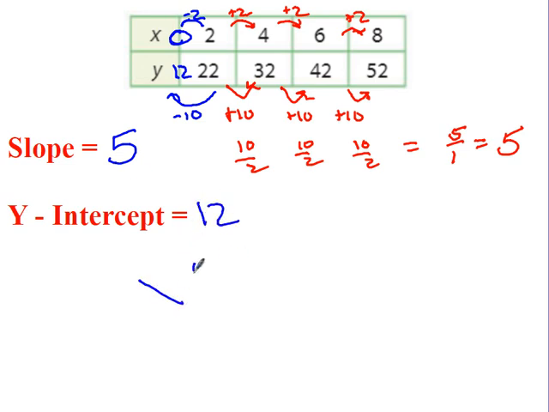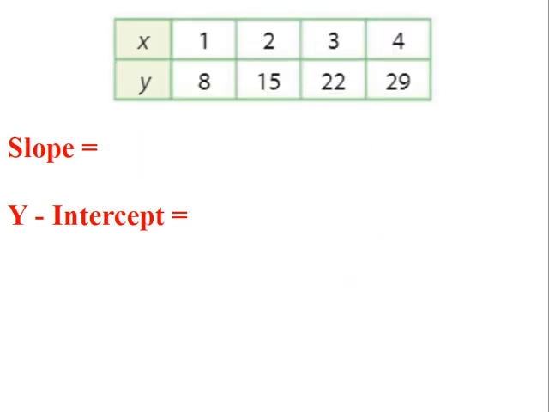If I wanted to write the equation, it would be y equals whatever my slope is times x, plus or minus my y-intercept. My slope is 5, so that's y equals 5x. My y-intercept is positive 12. So y equals 5x plus 12. Okay, try this one on your own, please.